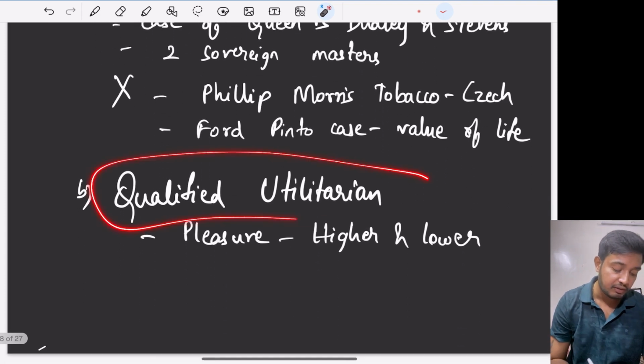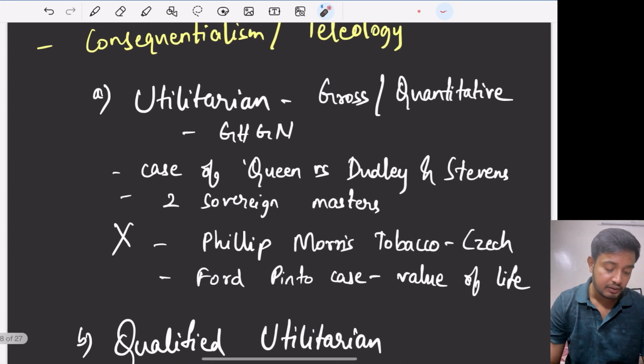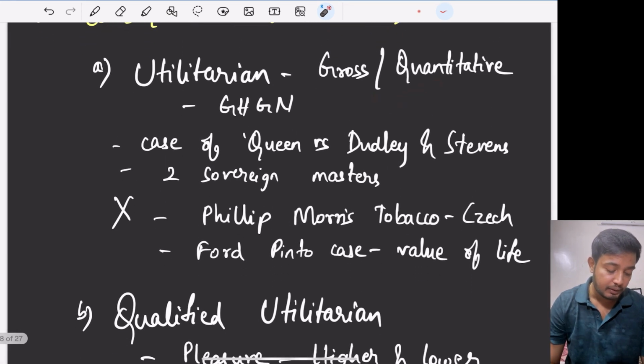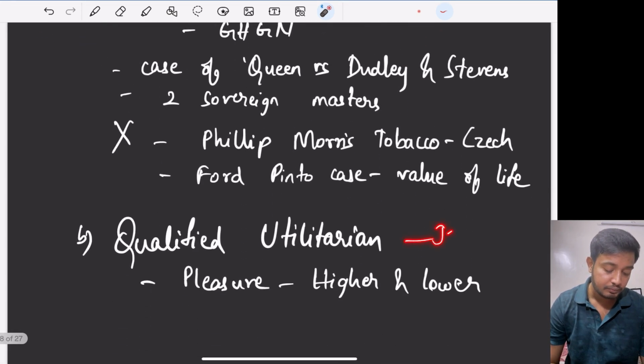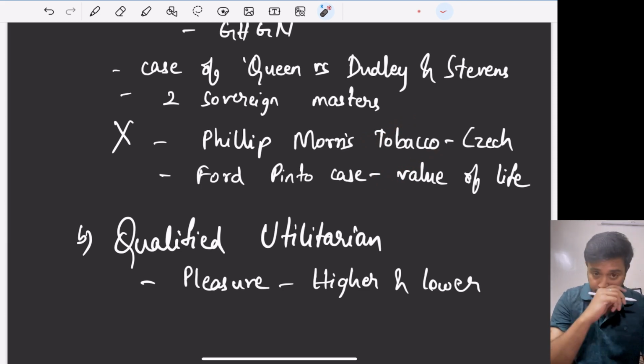And when it comes to qualified utilitarianism, once again I forgot to tell you, this is by Jeremy Bentham and this is by J.S. Mill. So after this philosophy, many people criticized that you are ignoring minorities, you are ignoring the value of people who don't have a voice, you are trying to find such cheap tricks or tactics just for economic benefit. So there was a lot of criticism.